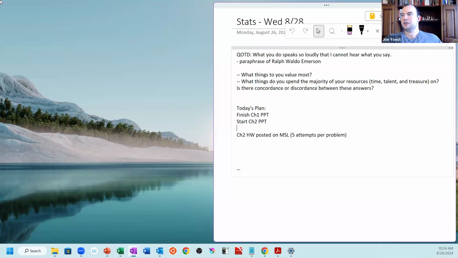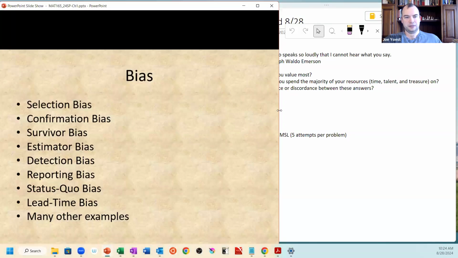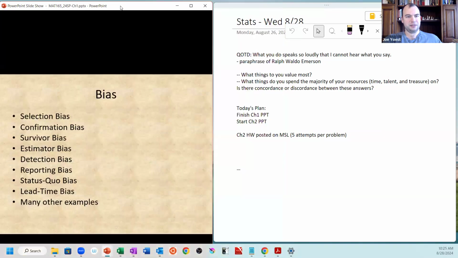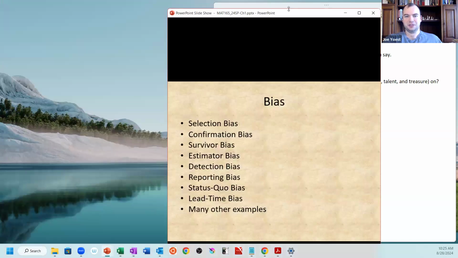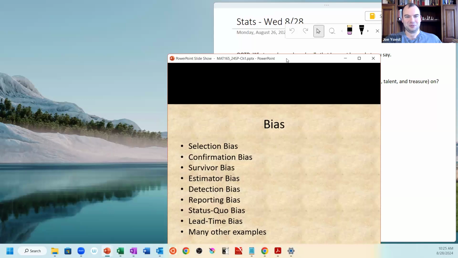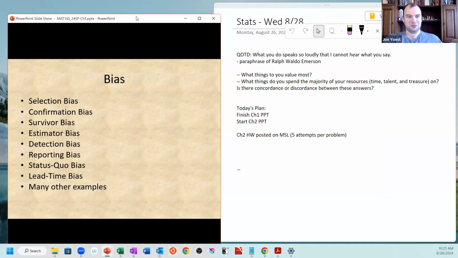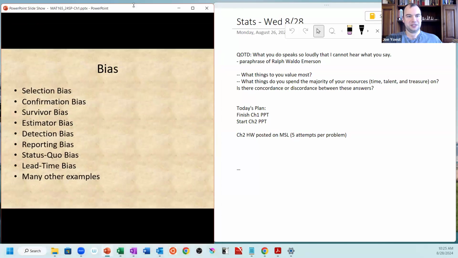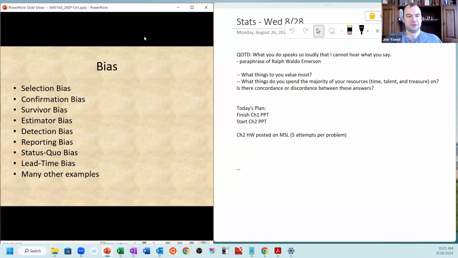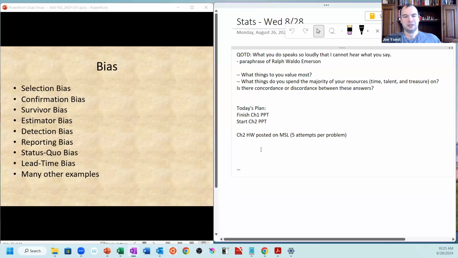Okay, so let's jump over to the Chapter 1 PowerPoint, and we had gotten to this point last time. I don't know why the aspect ratio is so wonky. Oh, this is because I'm still getting used to my 2 display setup here, so I moved it from one display to another and it didn't readjust. All right, we had gotten through all of the Chapter 1 PowerPoint except this last slide on bias. So that's what we're going to talk about today.